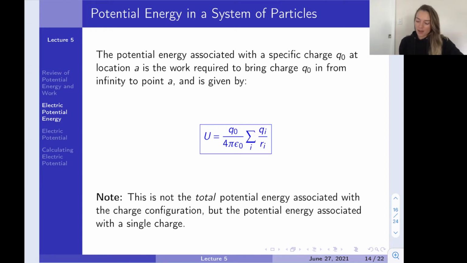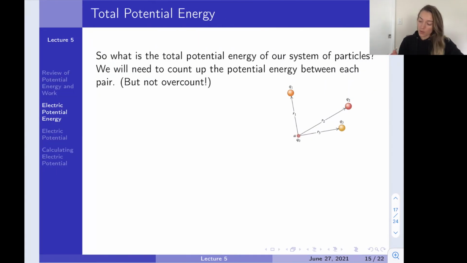Okay, but now let's find the total potential energy of the entire system. So what if I wanted to find out how much work I would have had to do to assemble this entire system? If I wanted to place charge Q naught here, and then bring in charge 2 and place it here, and then bring in charge 3 and place it here, and then bring in charge Q naught and place it there, how much work would I have had to do to assemble that configuration of charges? Well, you can do it the same way that we just did, but you're going to have to do each pair of charges.